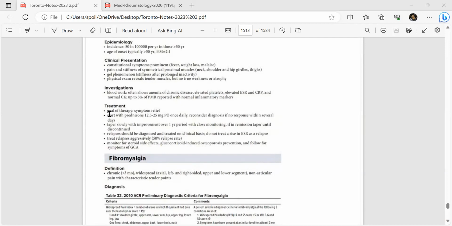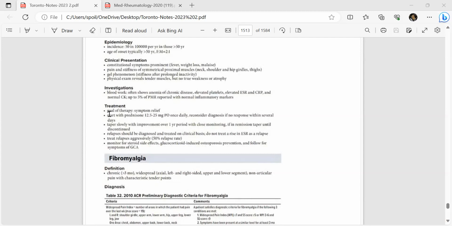If inflammation, taper until discontinued. Relapses should be diagnosed and treated on a clinical basis. Do not treat a rise in ESR as a relapse. Treat relapses aggressively. The relapse rate is 15%, and we have to treat it aggressively. We will not take it lightly, and we monitor for steroid side effects.